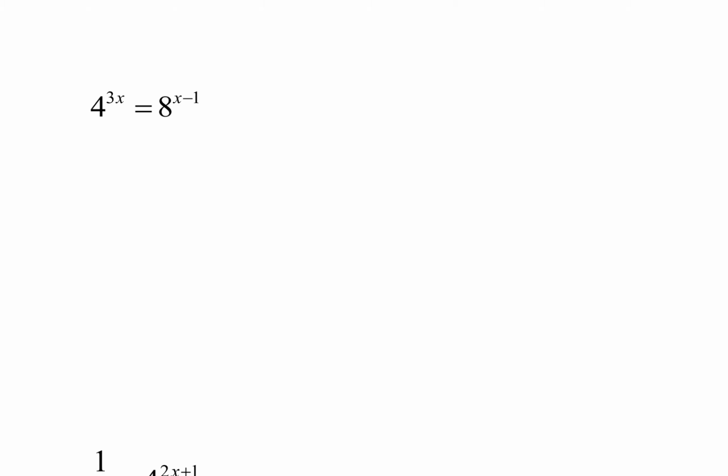Same idea with this one, except we need to figure out a base that works for both 4 and 8. So 4 is 2 to the second, and 8 is 2 to the third. So I'm going to turn this side into 2 to the second. Put parentheses around that to make it really obvious that was the 4 raised to the 3x. And that equals 2 to the third, because that's 8, raised to the x minus 1.